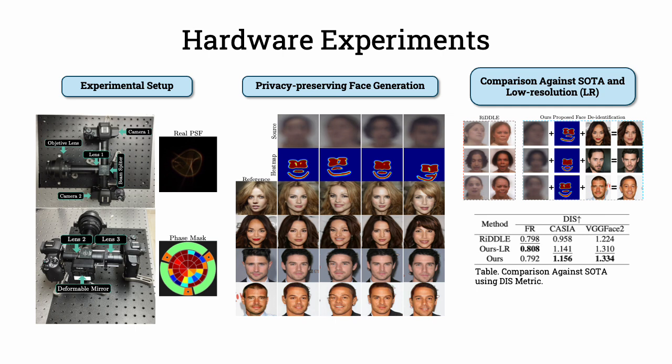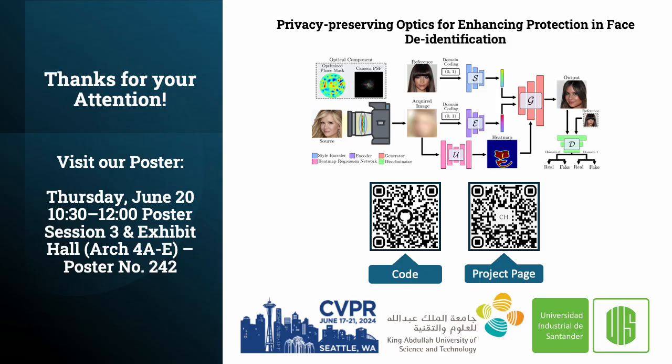To further validate our method, we built a proof-of-concept optical system in our lab in Colombia. Here you can see the experimental setup where there are two cameras. The first camera acquires the images with distortion and the second camera acquires the images without distortion, which are used as ground truth. The main optical component which performs the distortion is the deformable mirror. Here we show some experimental results of the acquired privacy-preserving images with our camera implementation. Furthermore, we compare our approach against using low-resolution cameras.